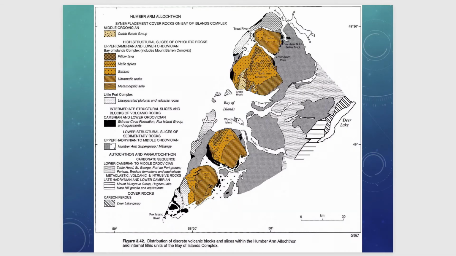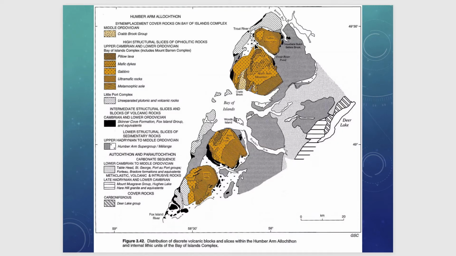If we focus on the Bay of Islands ophiolite complex, you can see here a geological map that represents the different units that constitute the complex. These are highlighted in orange.